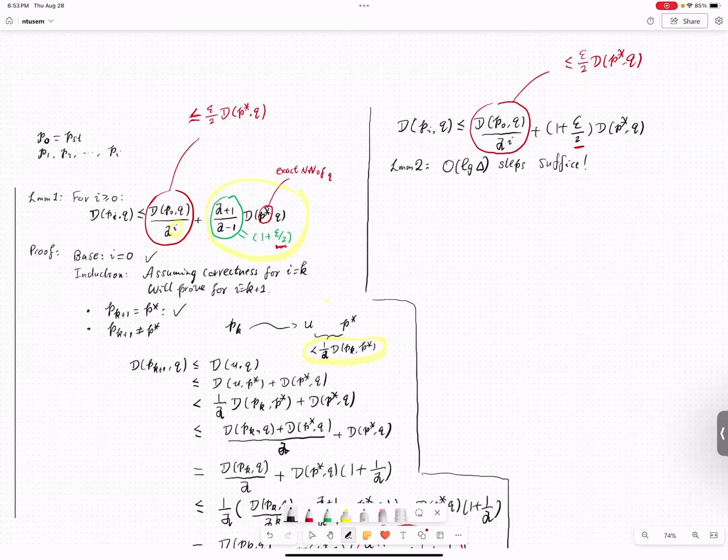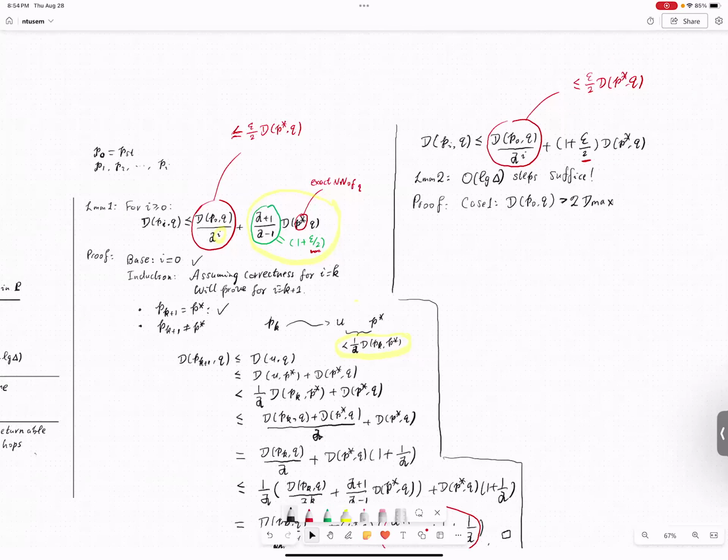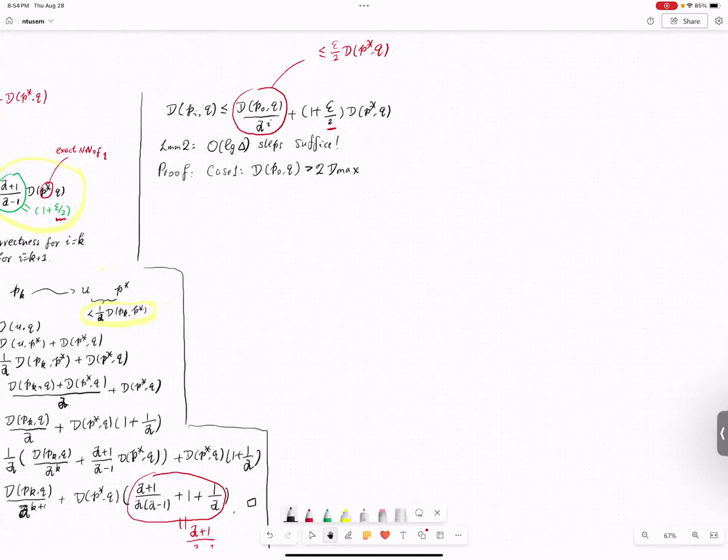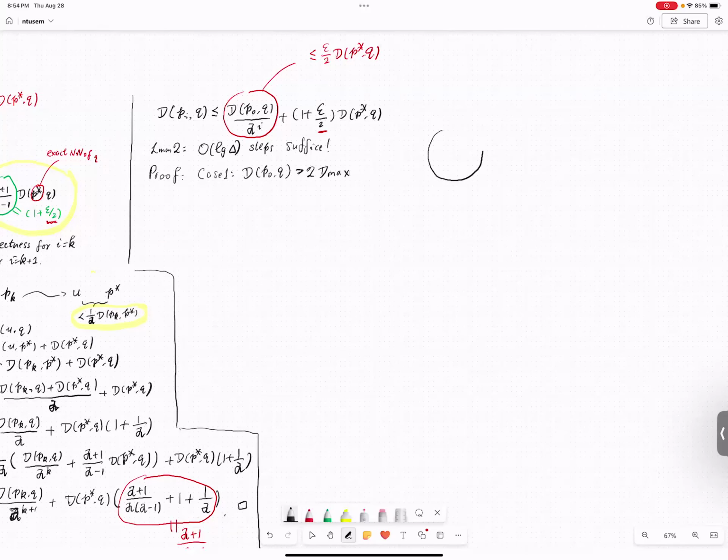All right, so let's start the proof. Let's look at case one. Case one deals with a bad situation, and the formula is this: the initial distance is greater than 2 times d max. Let me explain to you intuitively what's happening here. You see, imagine that hole P is within this ball, right?